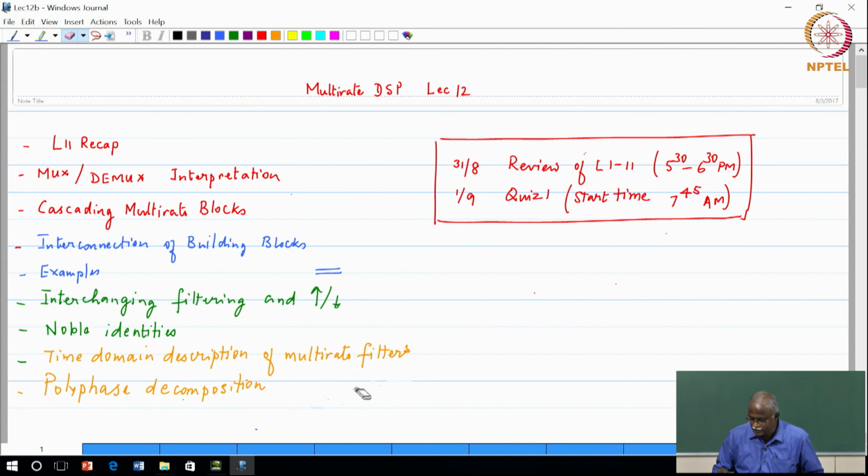So, one is we will look at when I can interchange the operations. That leads to a very powerful result called the noble identities, which is one of the powerful results of multi-rate signal processing. Once you have that, it leads to probably the most powerful tool of multi-rate signal processing, which is called polyphase decomposition. Again, that is something that we will pick up in the next class.